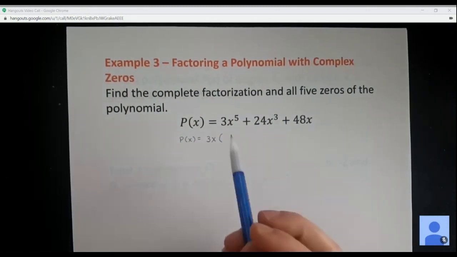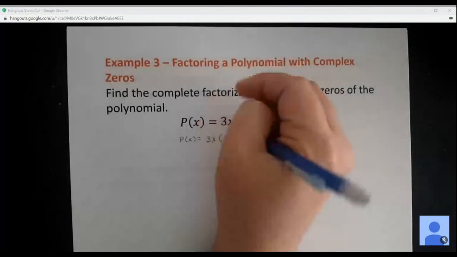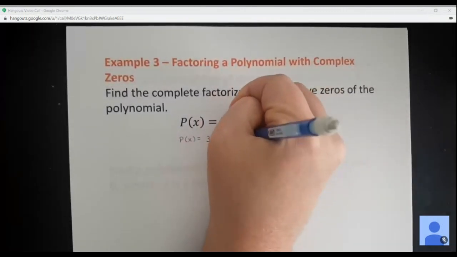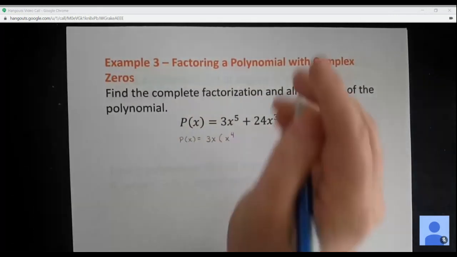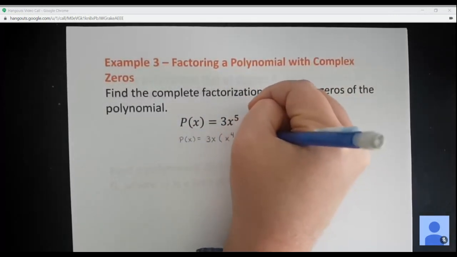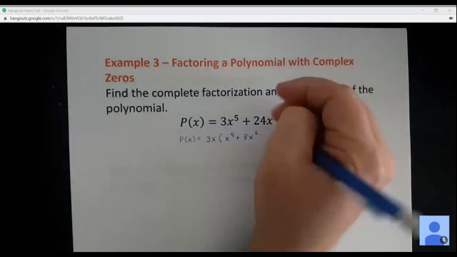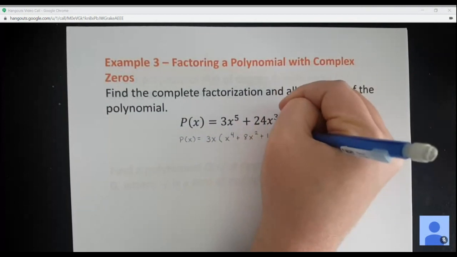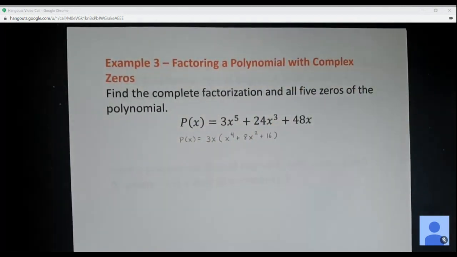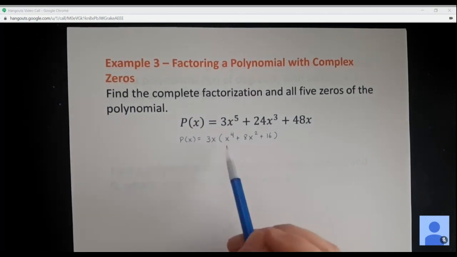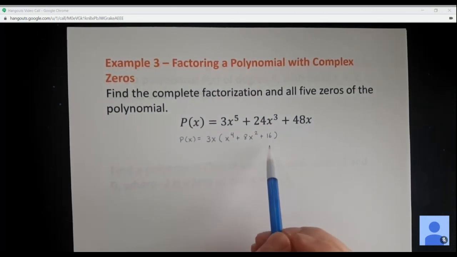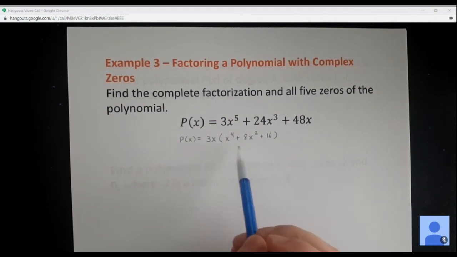Now, if we do that, one of the x's is factored out, so that's going to leave us with x to the 4th. If I factor out a 3x from this term, it gives us an 8x squared. And then factoring a 3 from this last term is going to leave plus 16, just like that. Now, looking at what we have left, we have this x to the fourth plus 8x squared plus 16. What do you think we could try to do with that now?